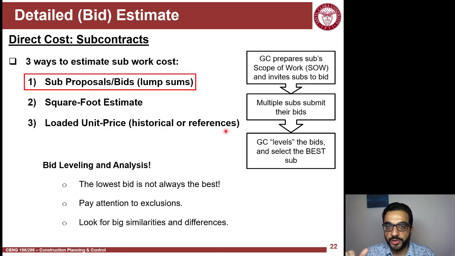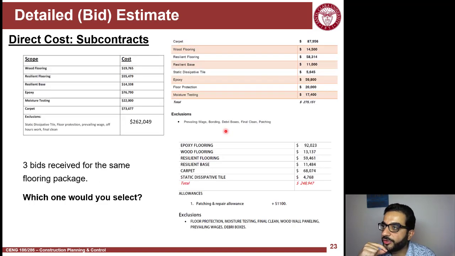We need to look at the bids and try to make them apples to apples. So the lowest bid is not always the best, because maybe it's lowest because they dropped part of the scope you asked for. Pay attention to exclusions. They have the exclusions written in the proposal or the quote, and look for similarities and differences. Try to really make sense of the numbers you have.